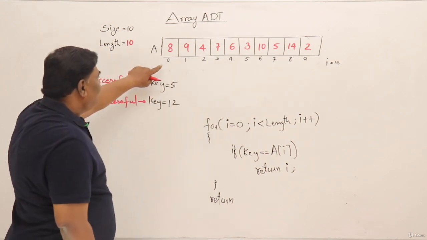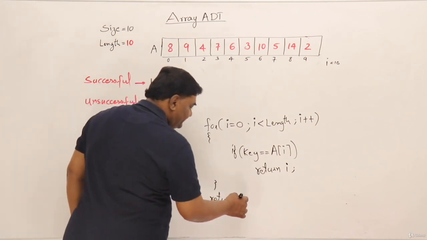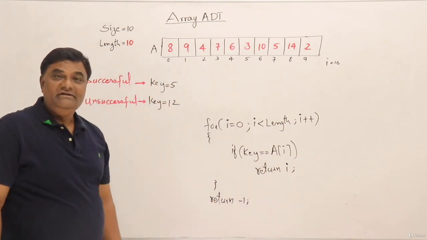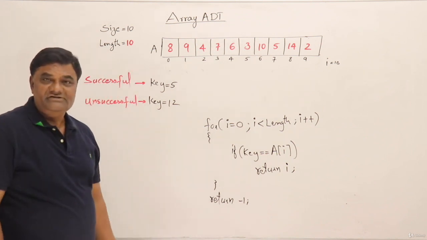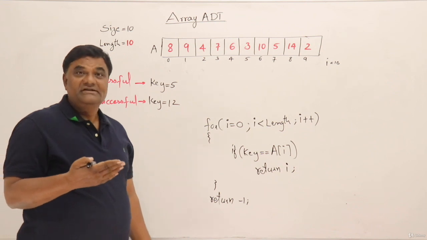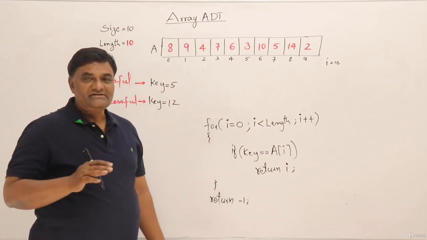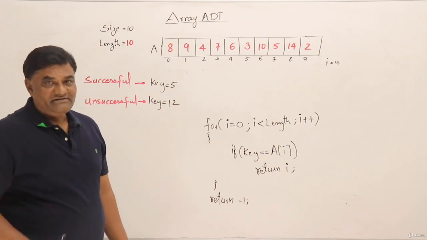So the invalid index, that is -1. So we can return -1. Usually we do it like this: if the element is not found, then the return index is -1. So if you are calling this procedure and you got -1, it means the element is not found. If you got a valid index, it means the element is found. That's how you can know whether the search was successful or unsuccessful.